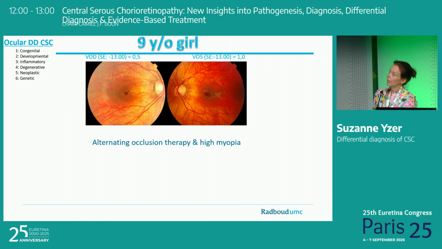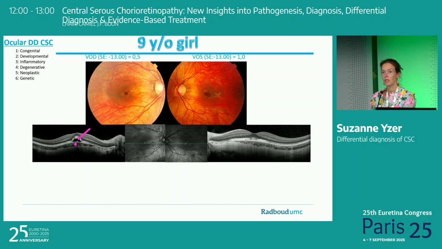The next case is a 9-year-old girl who was treated with occlusion therapy because her visual acuity stayed behind. First she had alternating occlusion treatment, with occlusion of her right eye, then her left eye, so that's kind of strange already. Here are the fundi, and at one point an OCT was made and subretinal fluid in the right eye was seen.